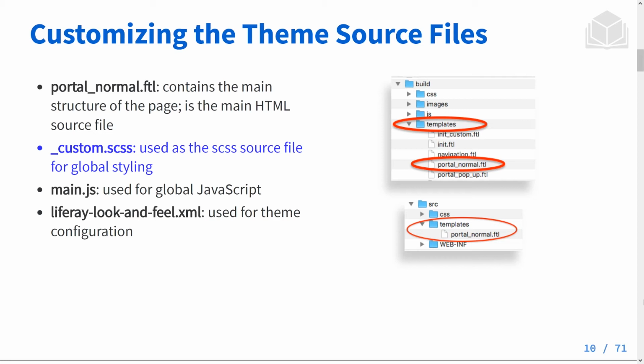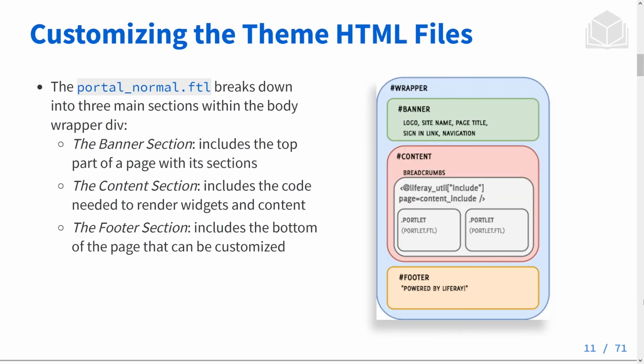The custom SCSS file, which is used as the main SCSS source file for global styling, your global JavaScript, and a Liferay look and feel XML, which is used to add theme configurations. To customize the theme HTML files, we want to look at the portal normal FTL.